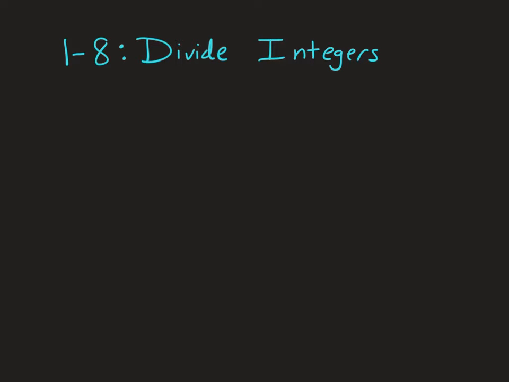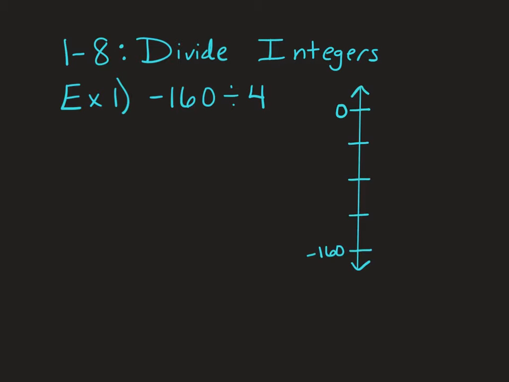Lesson 1-8, Divide Integers. Example 1, negative 160 divided by 4. We could use a number line to try to figure this out.